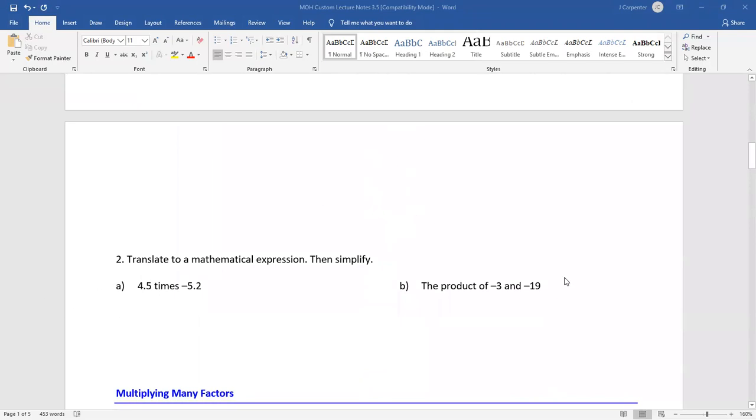I'm not going to do A or B. I just want to mention that the word times and product both mean multiply. So this is 4.5 times negative 5.2. This is negative 3 times negative 19. There's nothing really anything crazy going on there.